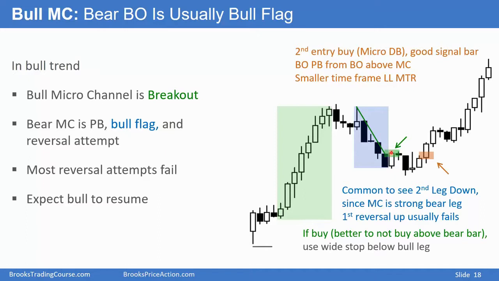We have a bull breakout above a bear microchannel, a new low, and resumption up. On a smaller time frame chart, this would actually be a lower low major trend reversal. Let's say this is a 5-minute chart. If you looked at a 1-minute chart, you'd see a bear trend, a bull breakout, and then a lower low major trend reversal. On this chart, it's simply a bear trend and then a micro double bottom, a lower low micro double bottom, but a good looking bull bar after a good looking bull bar, and around a 50% pullback of the bull trend.